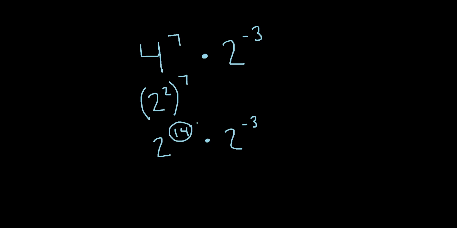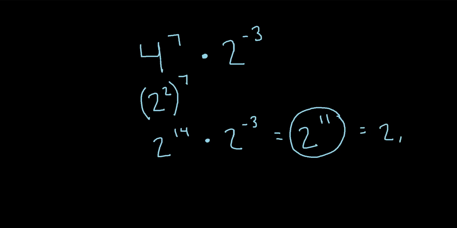So we have to add 14 and negative 3, which turns out to be 11. So we can rewrite this as 2 to the 11th. And that is our final answer. And again, if you wanted to punch in 2 to the 11th into a calculator, you would find that it's equal to 2,048. So you could also write that as your final answer if you wanted to.